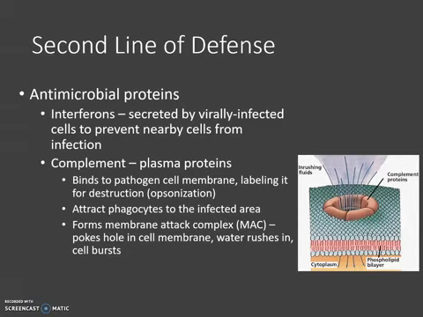Complement also helps to attract phagocytes to the area, so it's involved in that chemotaxis event. And then we'll talk a little bit later about some other cells involved in the immune process, but the complement also kind of serves as a flag, and it labels cells for destruction by other cells, and we call this opsonization.